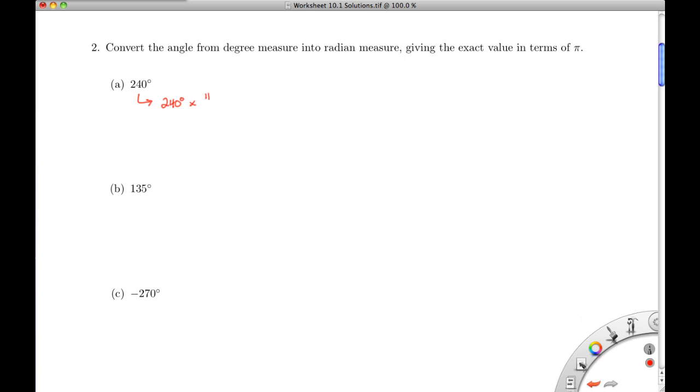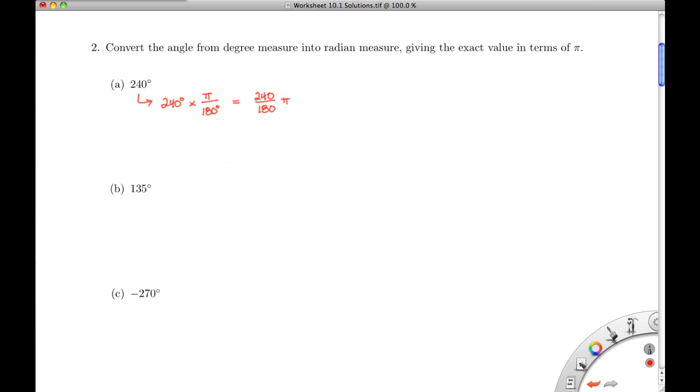So we multiply by pi divided by 180. So again, these 2 quantities are the same. Pi radians is the same quantity as 180 degrees. So it's almost like multiplying by 1, except we're going to be converting our units here. So the degree units will cancel out, and we're left with 240 over 180 times pi.